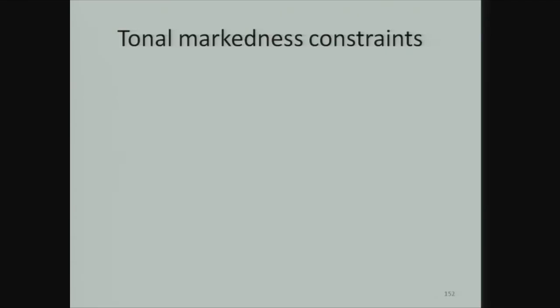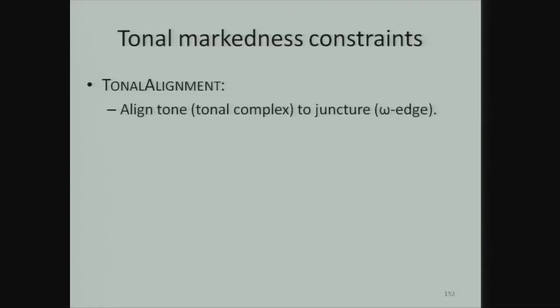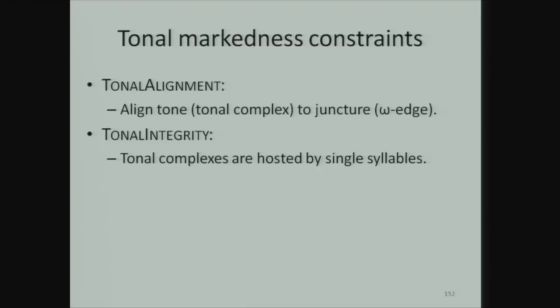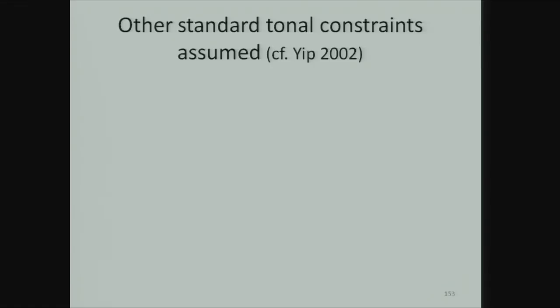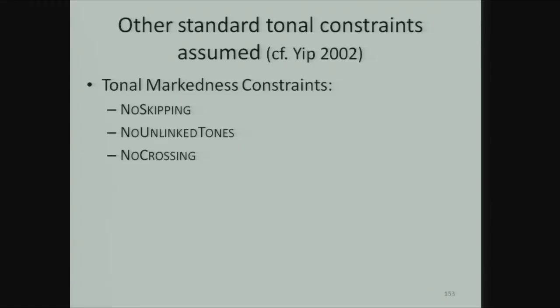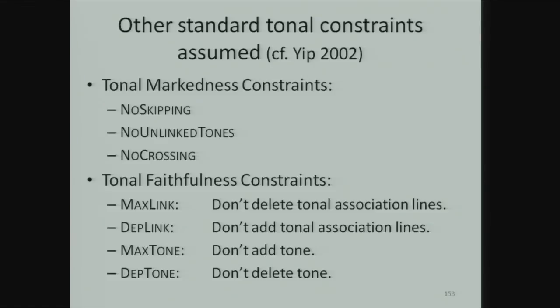and is misaligned. The tonal markedness constraints: we have a tonal alignment constraint, which aligns the tone to the juncture; a tonal integrity constraint, whereby tonal complexes must be hosted by single syllables; tonal crowding, or no moraic contour, where a mora can only host one tone. And we're also assuming standard tonal constraints, like no skipping, no unlinked tones, no crossing, and tonal faithfulness constraints.